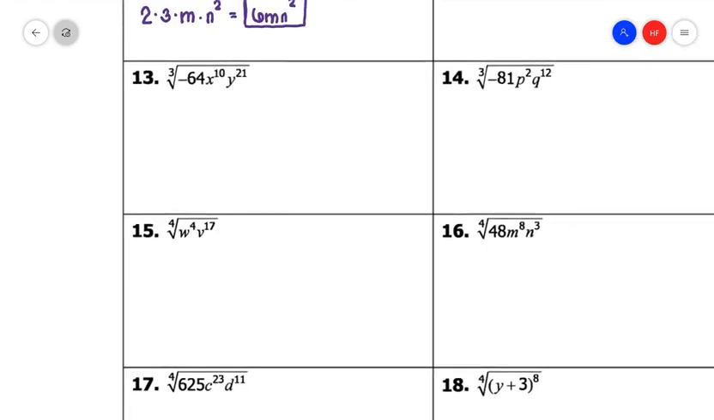On number 13, we have the cube root of a negative number. So remember, whenever it is negative, we're going to take that negative out. We're going to find the prime factors of negative 64. We get negative 1 times 2 to the 6 times x to the 10th and then y to the 21st. So just like before, we want to make everything a multiple of 3.